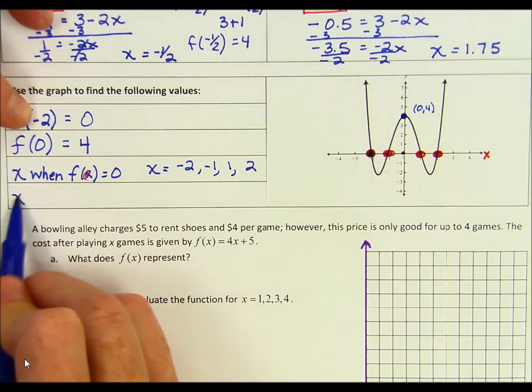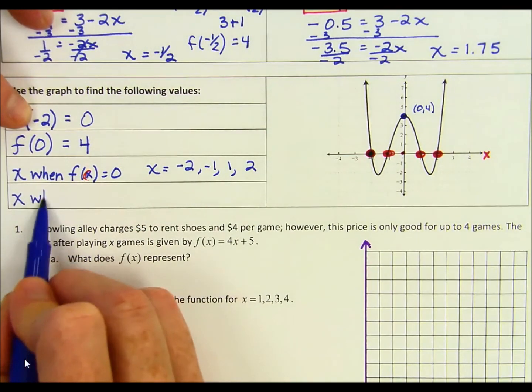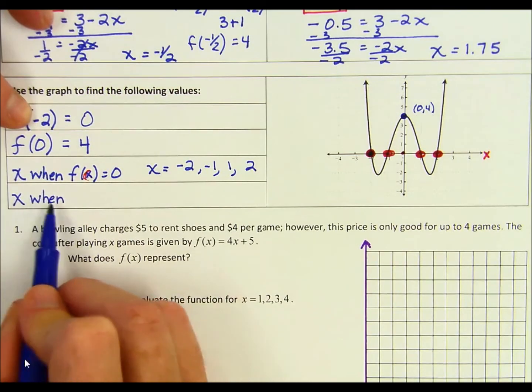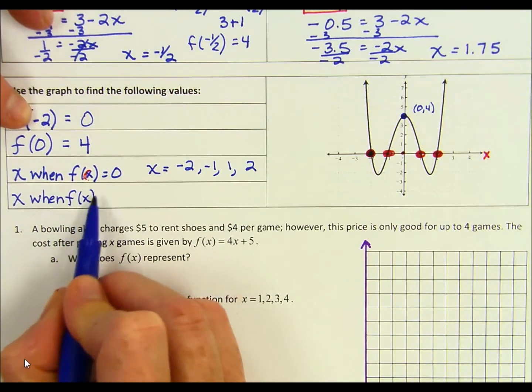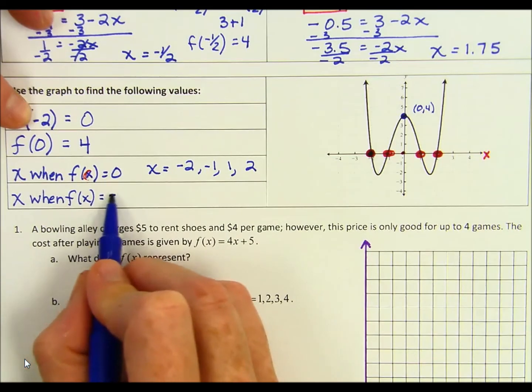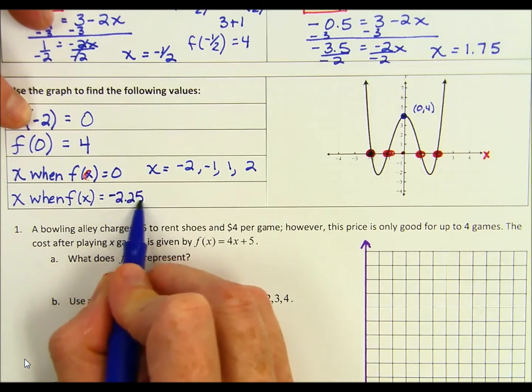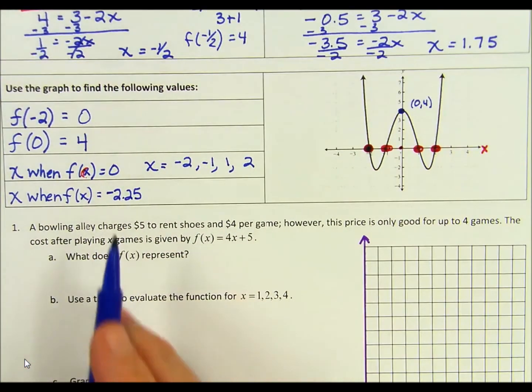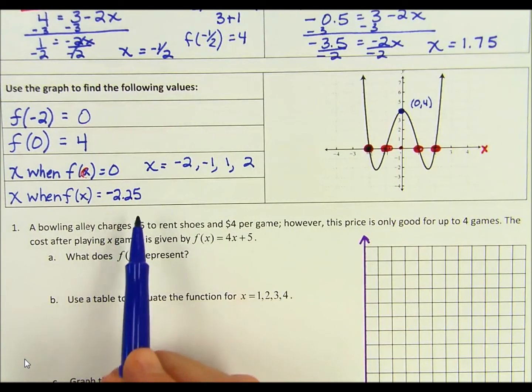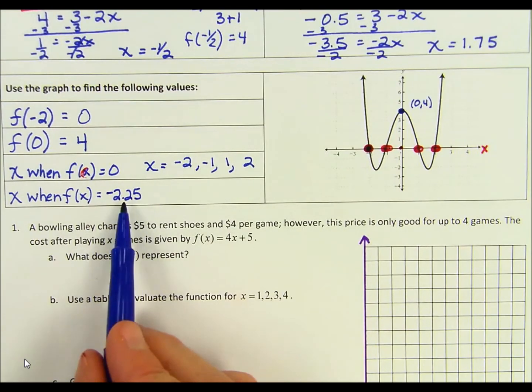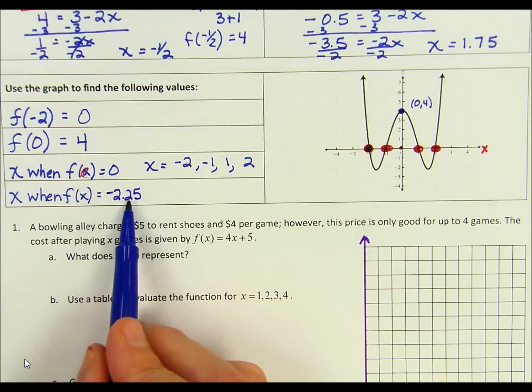Now, the next one I'm going to ask you to estimate. So x when f of x is equal to negative 2.25. Here things are not exact, but we can still go ahead and find the output, where the output's negative 2.25, but find the input that gave me that.